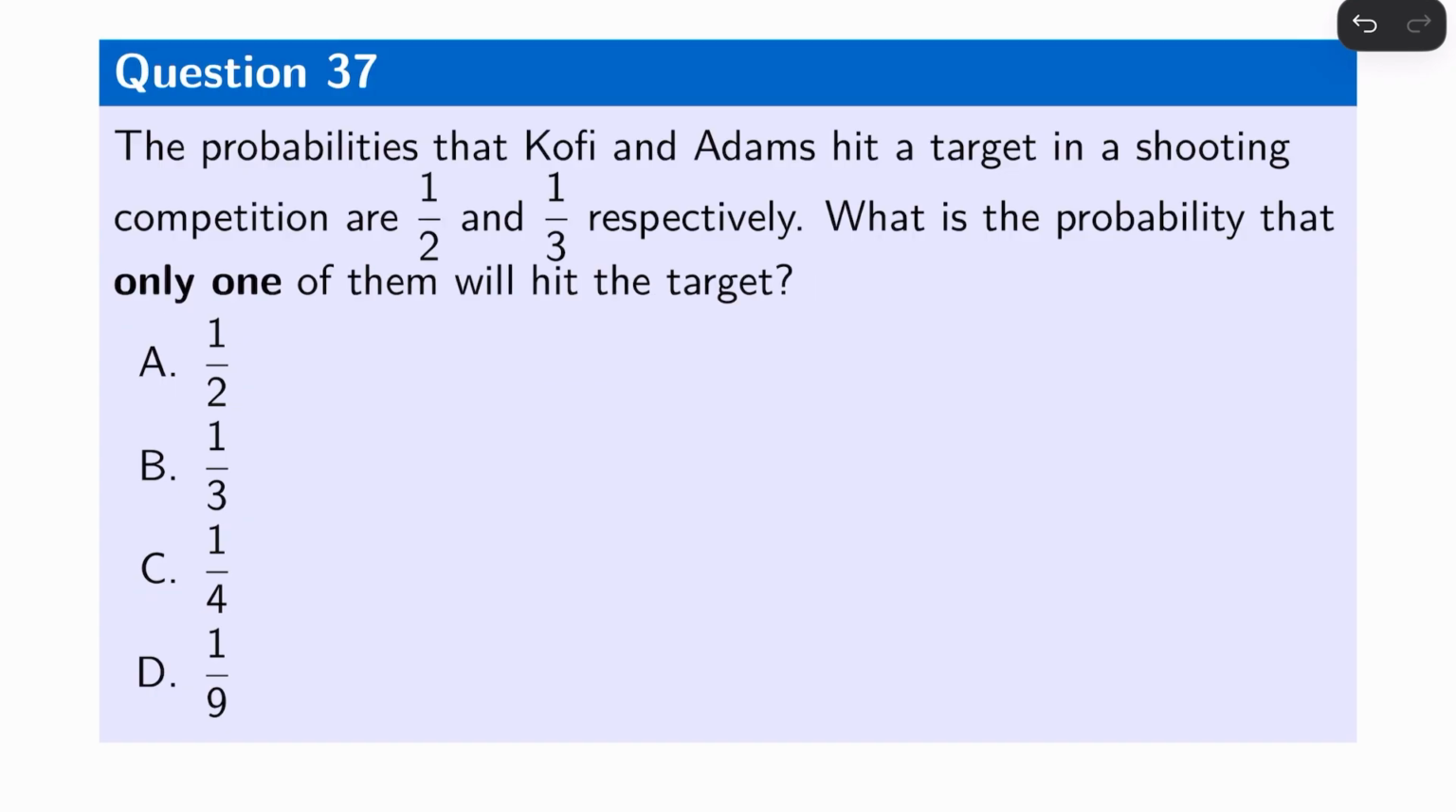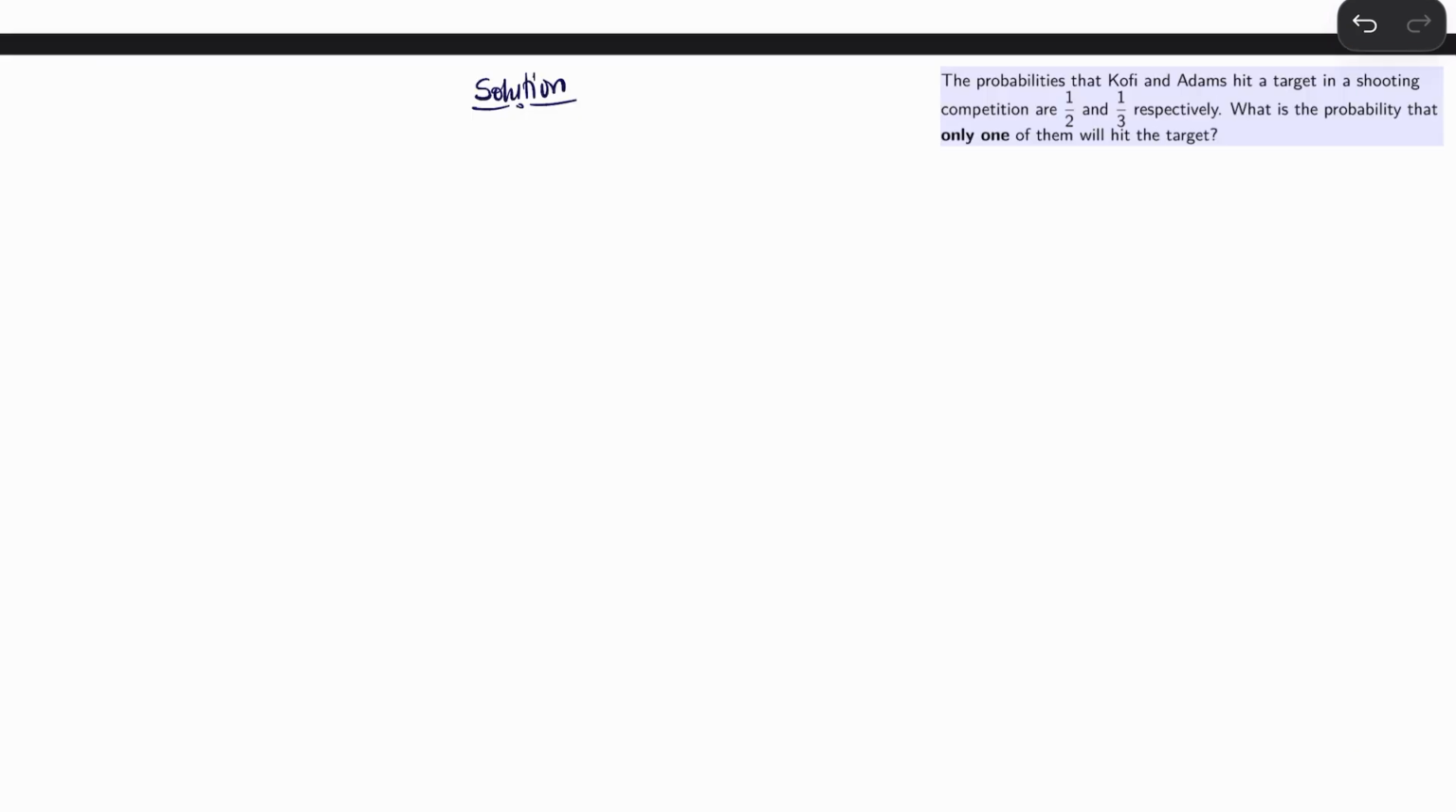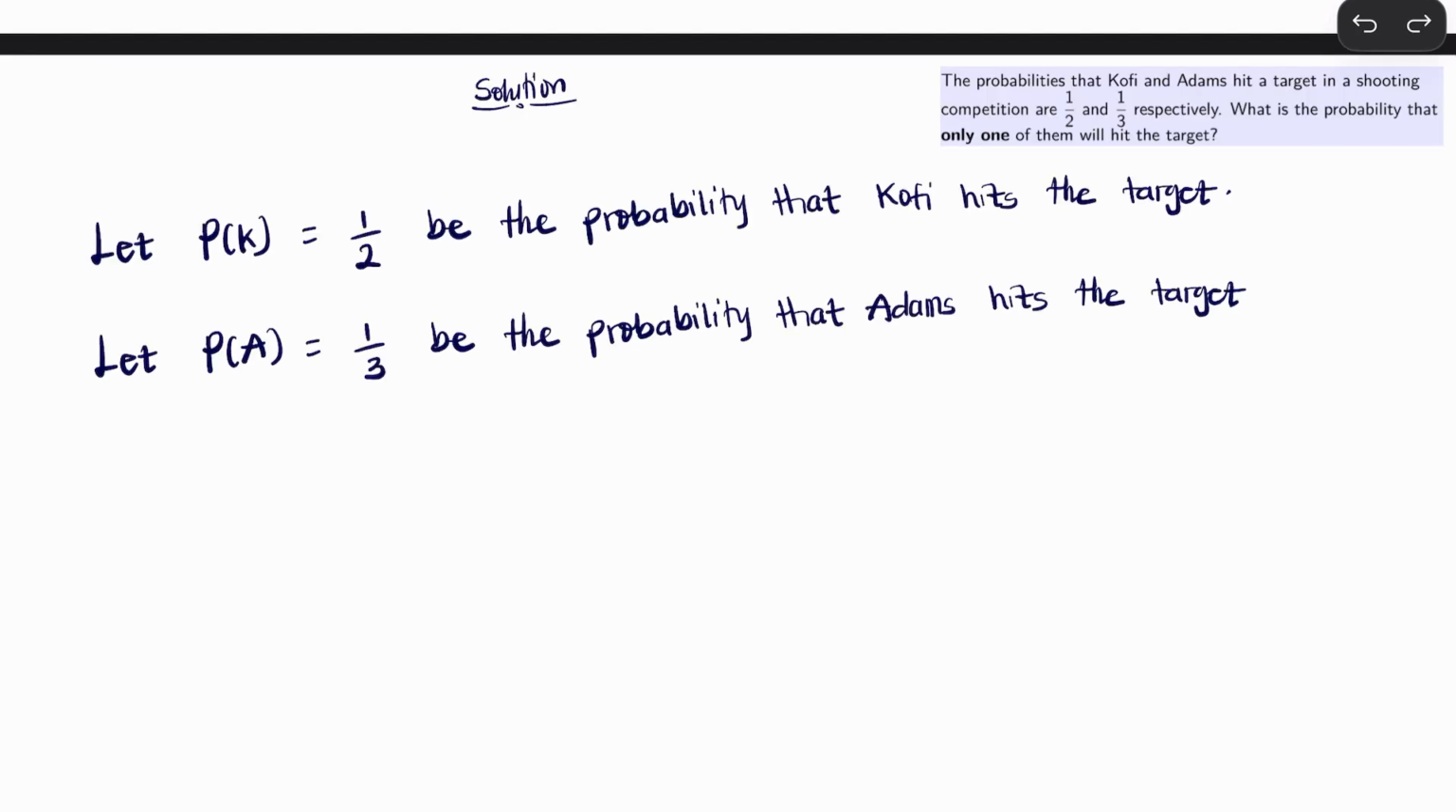Question number 37. The probabilities that Kofi and Adams hit a target in a shooting competition are 1 on 2 and 1 on 3 respectively. What is the probability that only one of them will hit the target? Solution. Let pk, which is equal to 1 on 2, be the probability that Kofi hits the target, and let pa, which is equal to 1 on 3, be the probability that Adams hits the target.